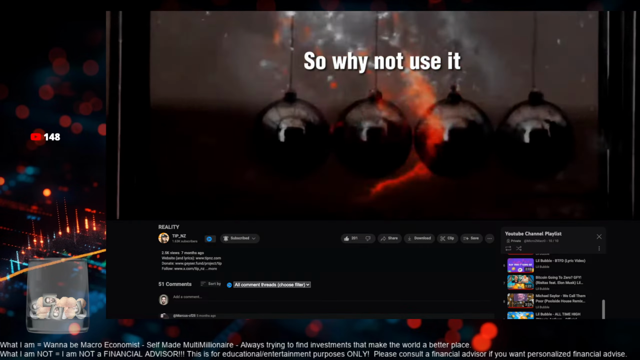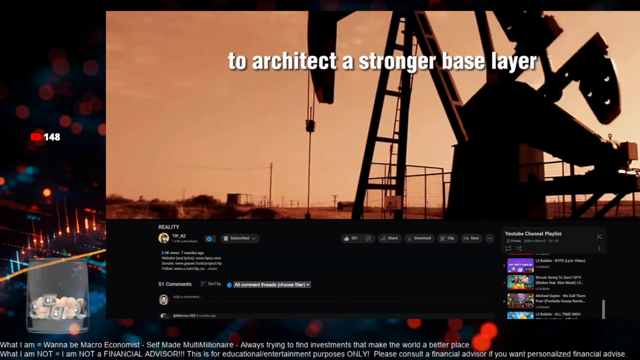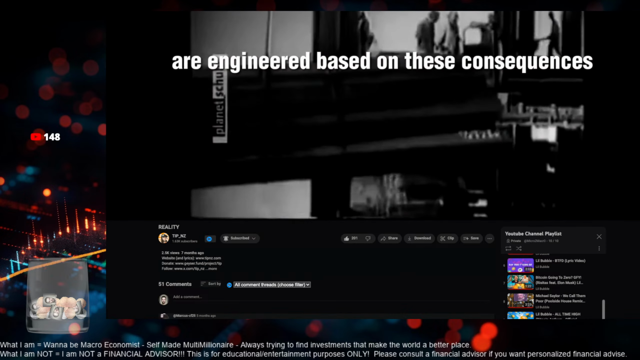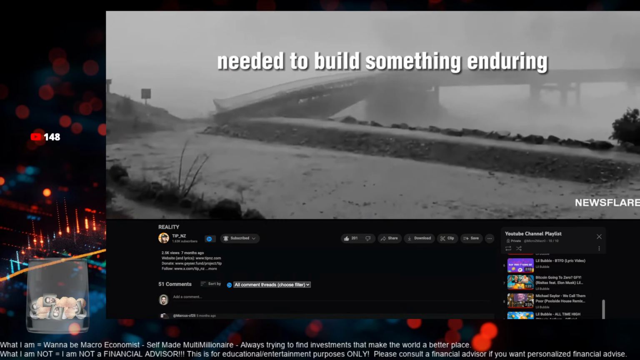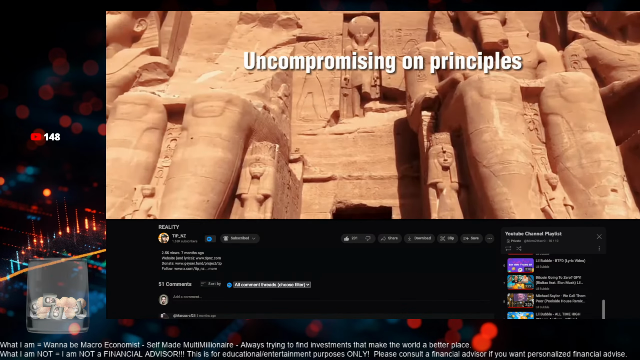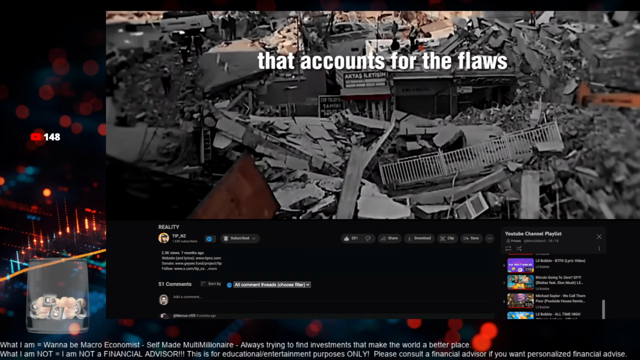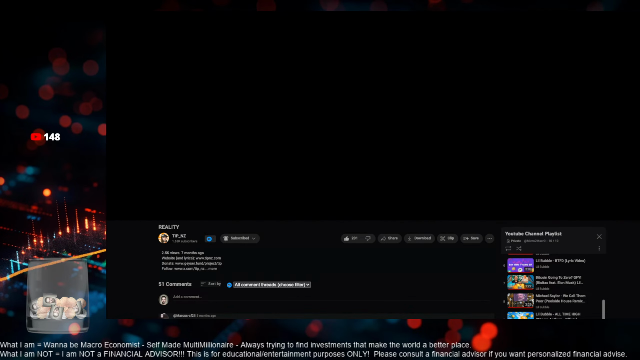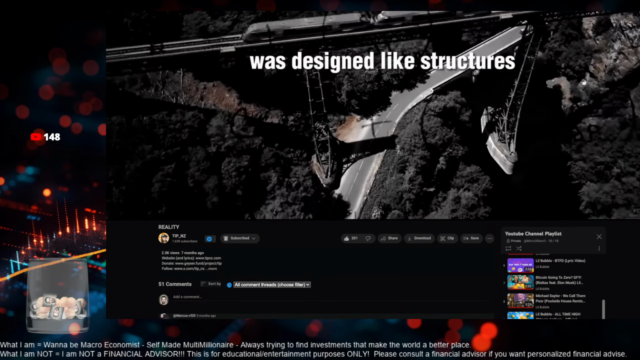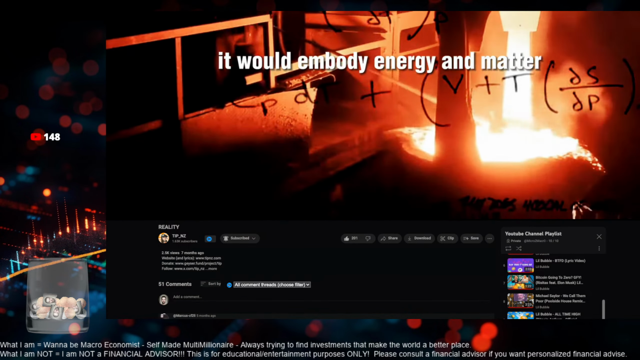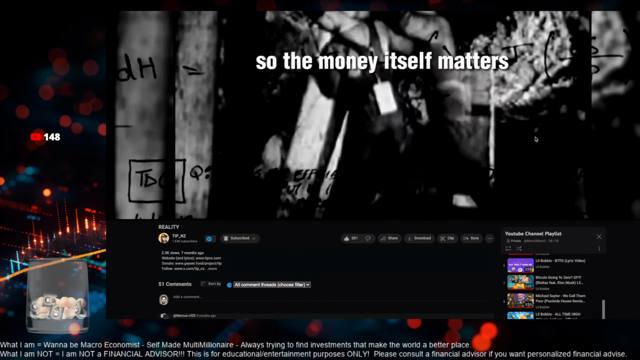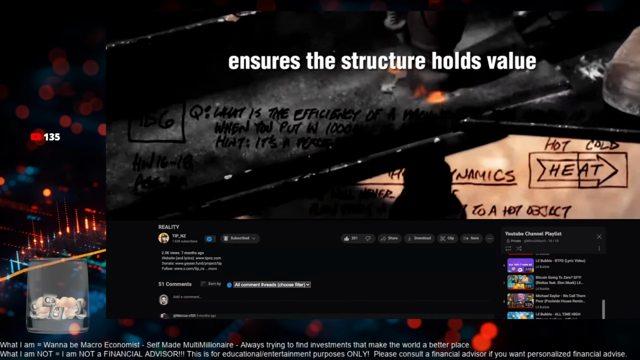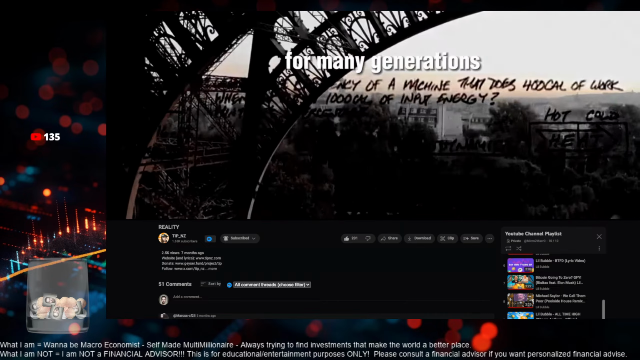So why not use it to architect a stronger base layer? The most beautiful buildings are engineered based on these consequences. Natural law drives the rigor needed to build something enduring, uncompromising on principles that account for the flaws. Because when our lives are at stake, the gravity of truth cannot be ignored. So if our monetary systems were designed like structures, they would embody energy and matter, so the money itself matters. An unbreakable limit enforced by the costliness of creation ensures the structure holds value for many generations.